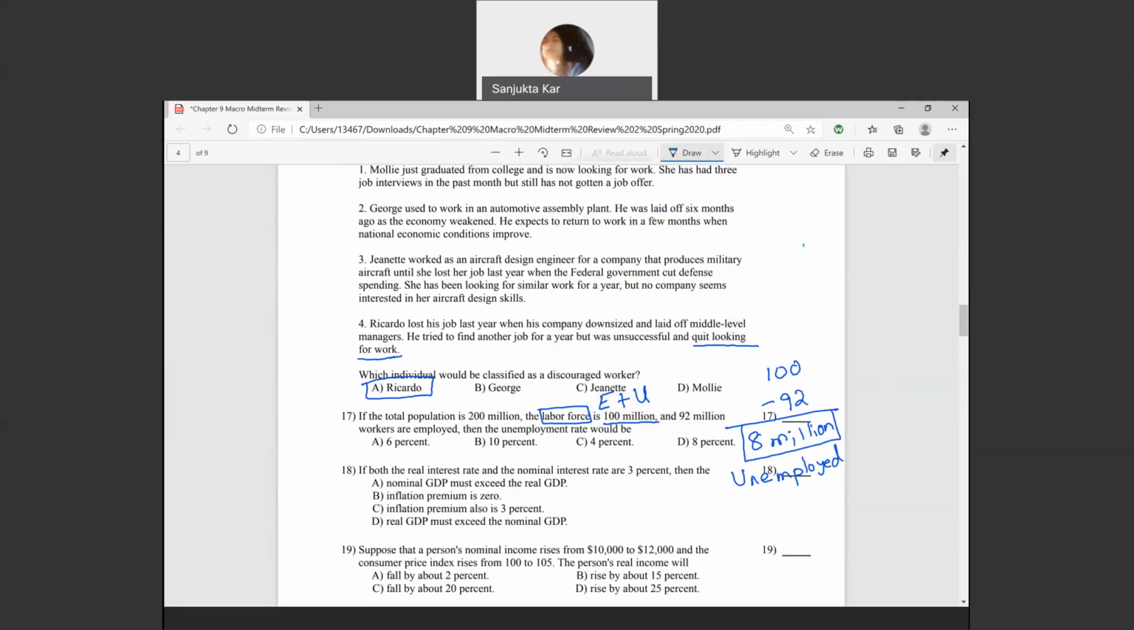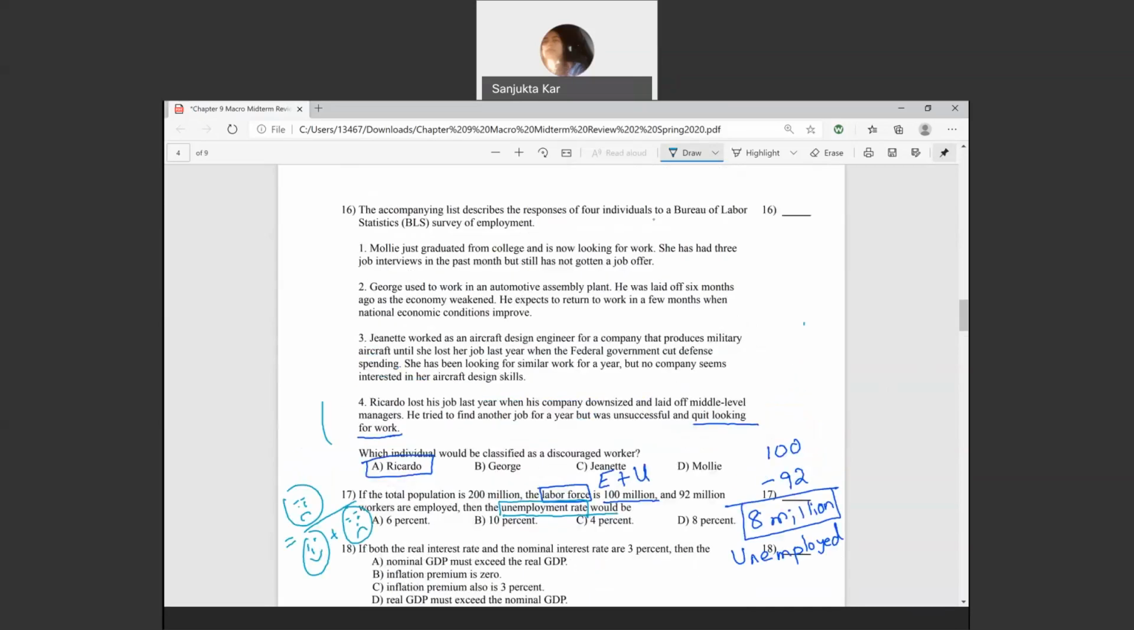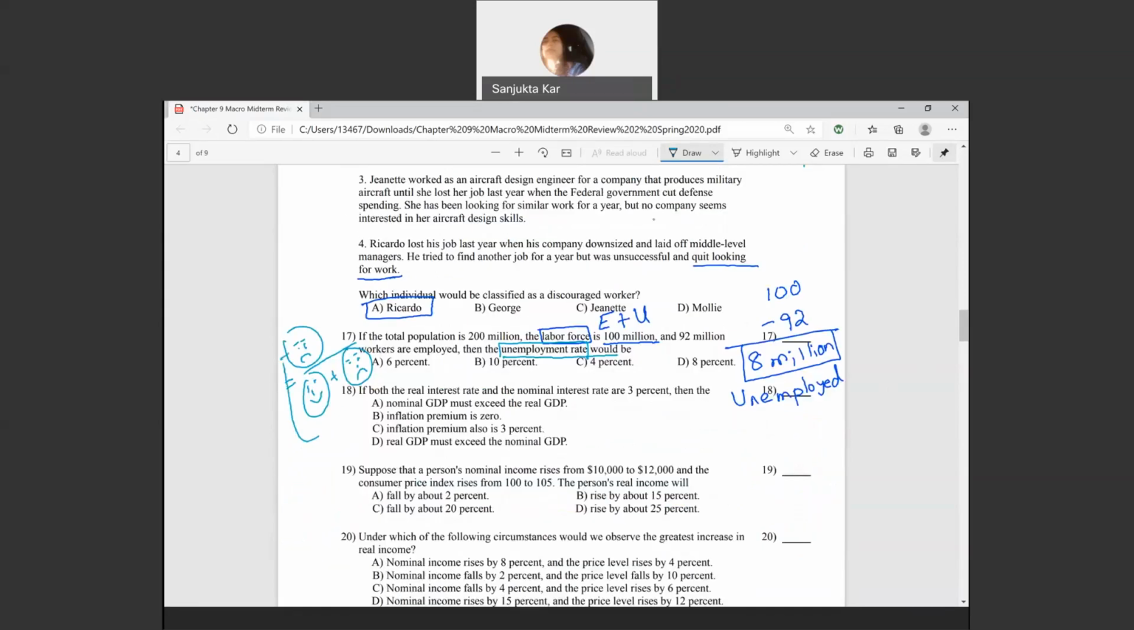The formula for unemployment rate is the number of people unemployed over people who are in the labor force. That means people employed plus unemployed. The whole thing we have to multiply times 100. So I'm going to multiply this whole thing times 100.